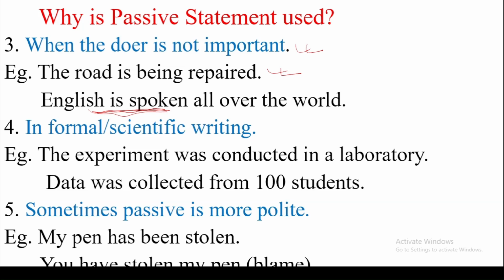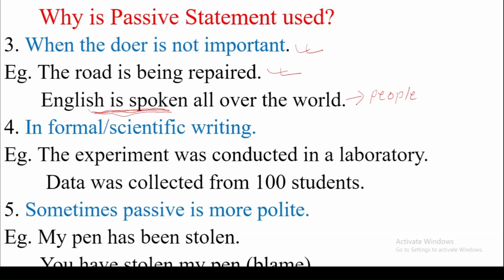If we say that English is spoken all over the world, what does it mean? People speak English. It is a general sense: who speaks English? People. So the doer is simply clear. So in that case we use the passive.